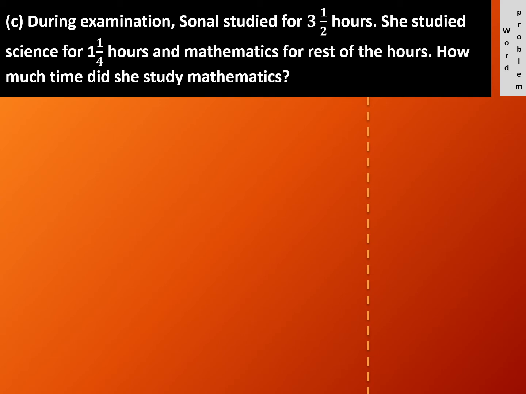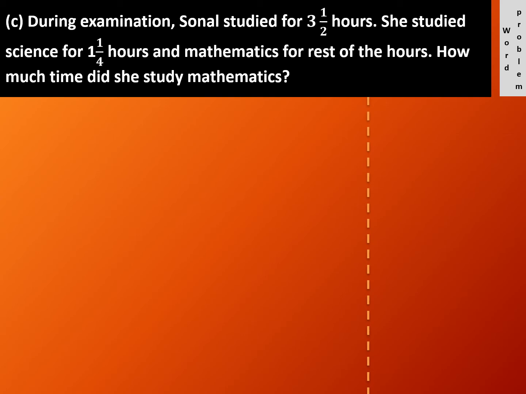Question number C. During examination, Sonal studied for 3.5 hours. She studied science for 1 upon 4 hours and mathematics for rest of the hours. How much time did she study mathematics? Let me explain you with a simple example. During examination, Sonal studied for 5 hours. She studied science for 2 hours and mathematics for rest of the hours. How much time did she study mathematics? Yes, the answer is 3 hours.